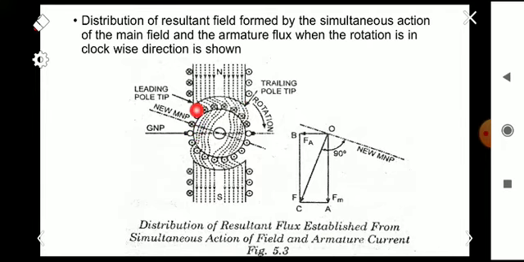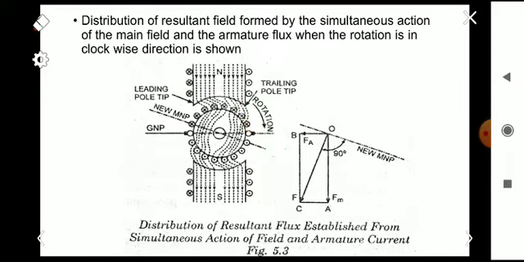Okay, so here the field strength in the gap is weakened. Here you can see it is weakened here, under the leading pole tips, and it is strengthened under the trailing pole tips. This is the trailing pole tip. So under the trailing pole tips it is strengthened.